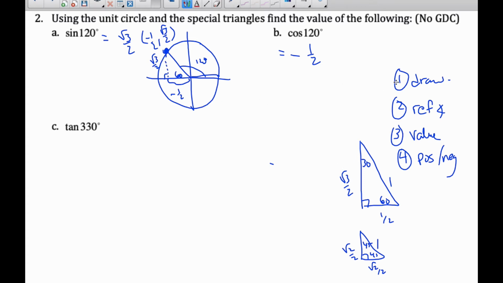But we have to go through these steps. If I take you through the steps, I'm confident you can follow me along, but you have to come up with these steps on your own. And you have to do them so quickly that it's automatic. So this requires a lot of practice. So now when I do tangent of 330, the first step is I'm going to draw it out.